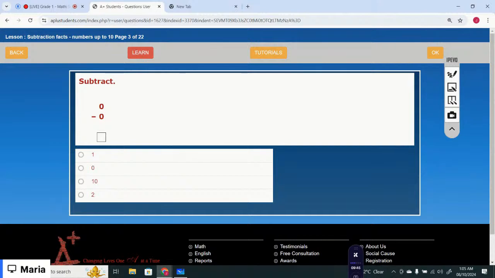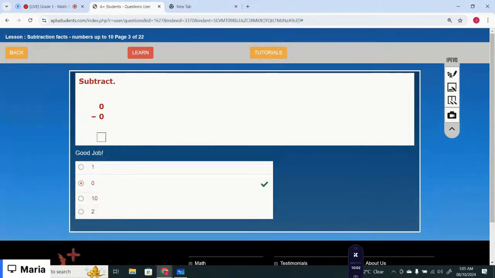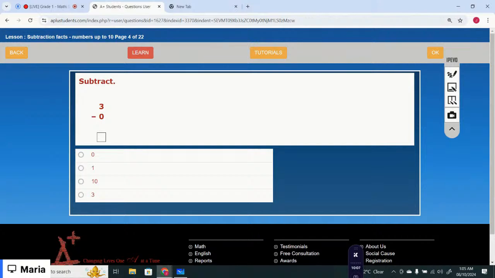Okay, the next one is 0 take away 0. So which is the correct option? 0 take away 0 is 0. Option number 2 is the correct option. The next one is 3 take away 0. So which is the correct option? So whenever you subtract 0 from any number, the number stays the same. So 3 take away 0 is 3, right? When you subtract 0 from any number, the number stays the same. So 3 take away 0 is 3.